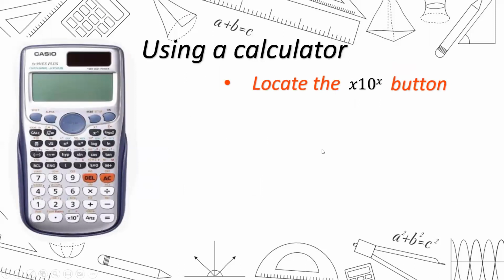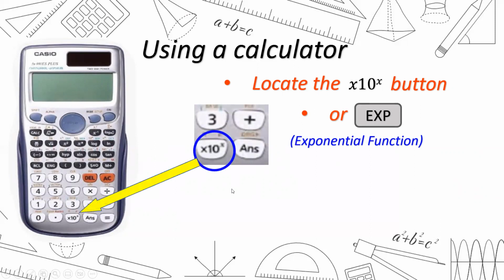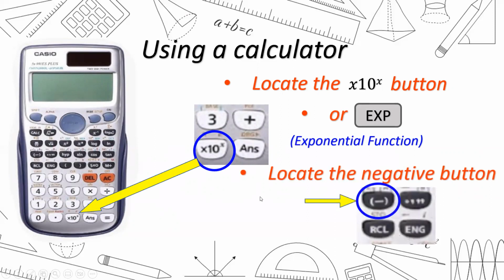Then again, using calculator, now we're going to locate in our calculator the times 10 to the power x button. Or simply maybe in your calculator, that is simply EXP or the exponential function button. So in my calculator, it is nearby the ANS button and the point button. Also, locate the negative button in your calculator. On my calculator, it's simply on top of the recall button.